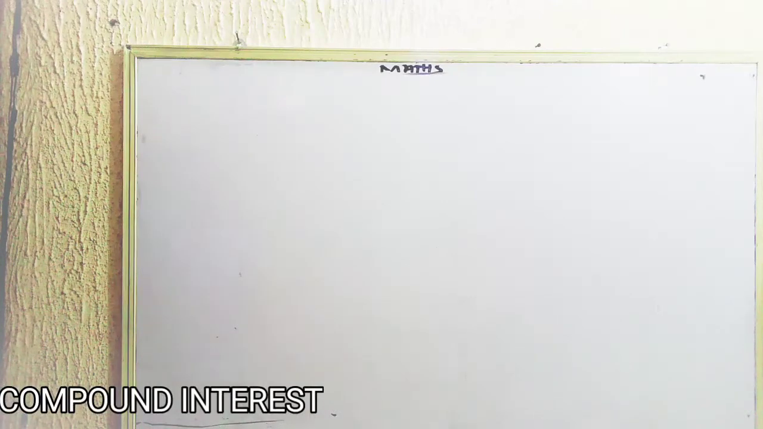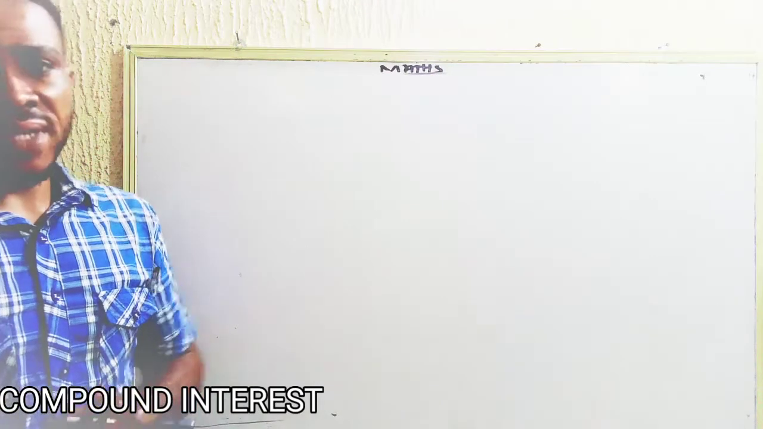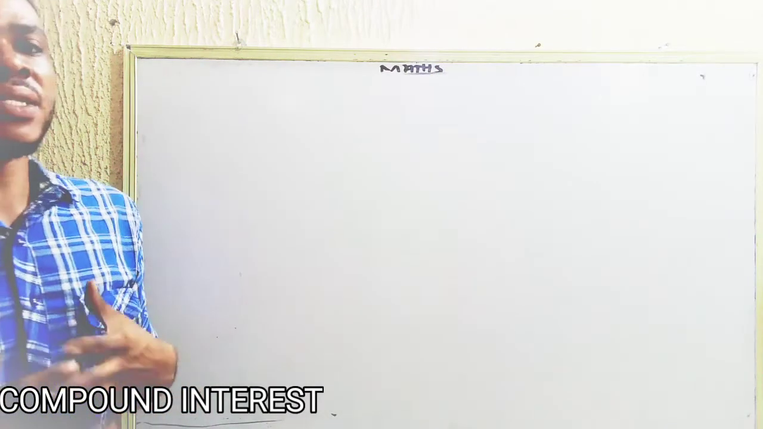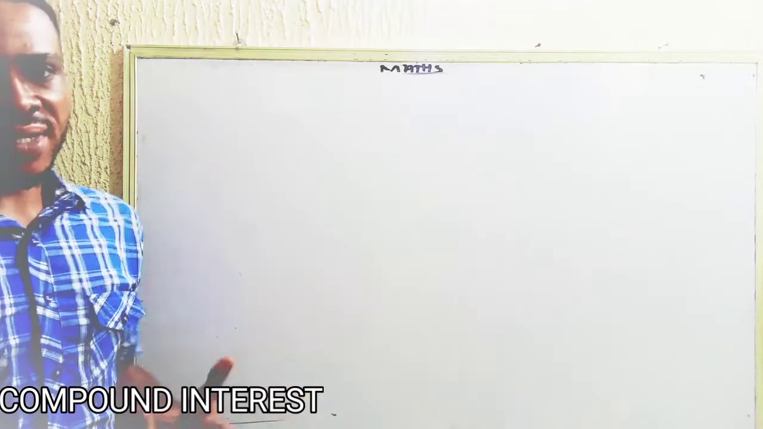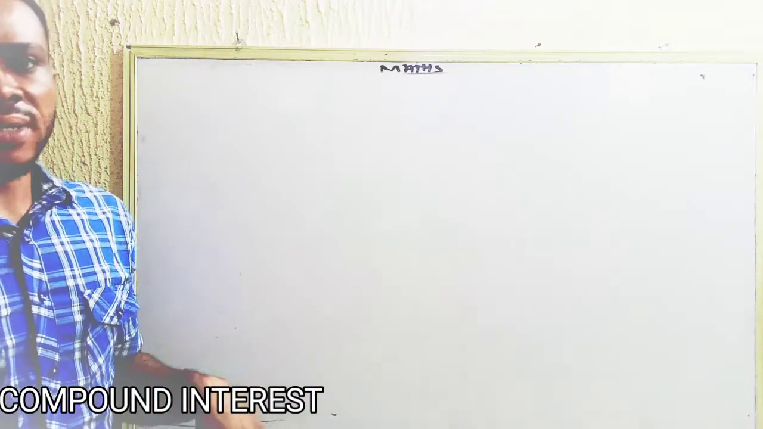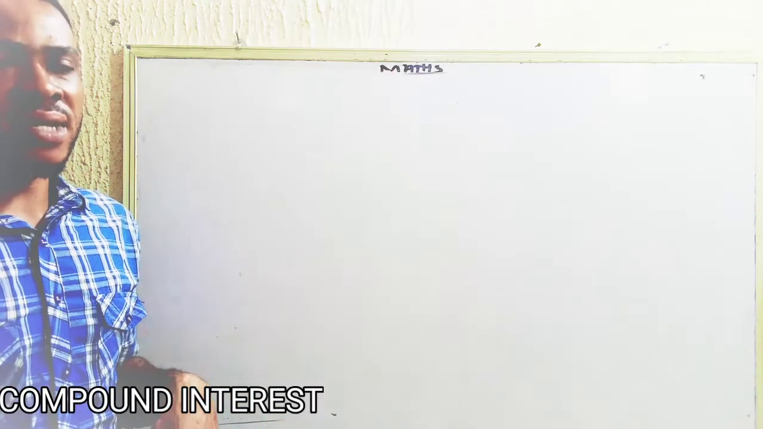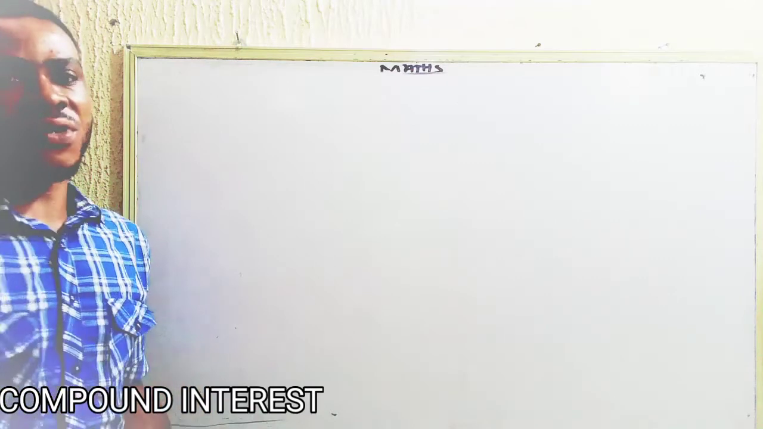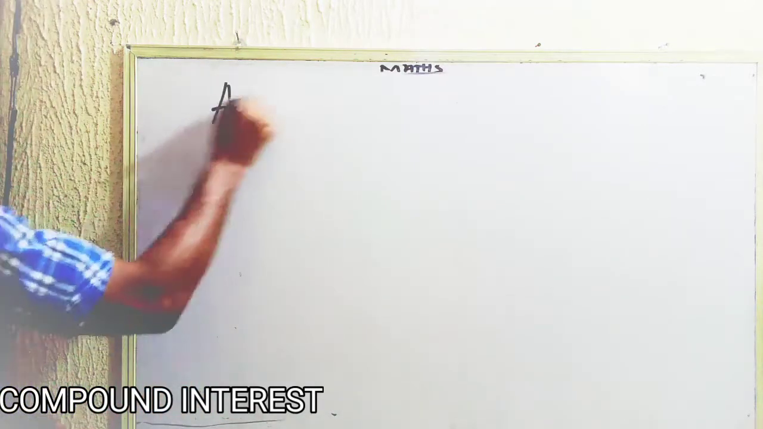I'll be talking about compound interest. The difference between compound interest and simple interest is that under simple interest, the principal, which is the sum that's been given to you or invested, is kept constant. But compound interest keeps increasing. It increases by the addition of the interest to the principal.